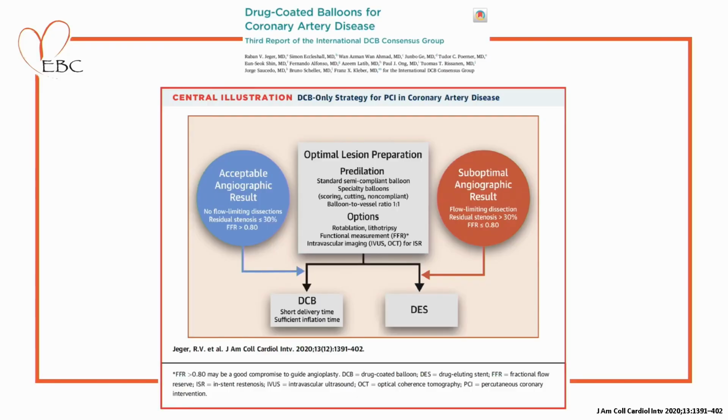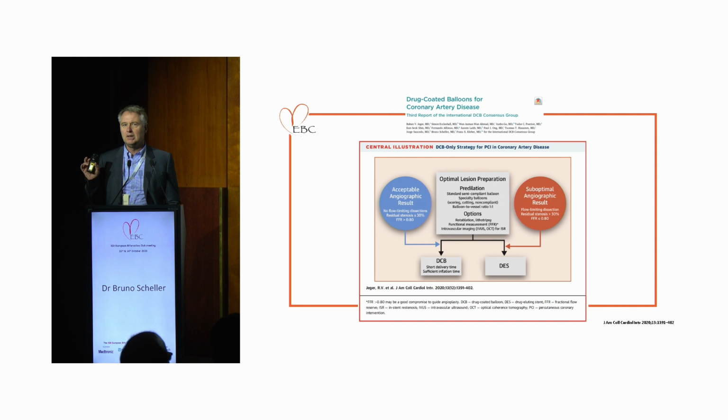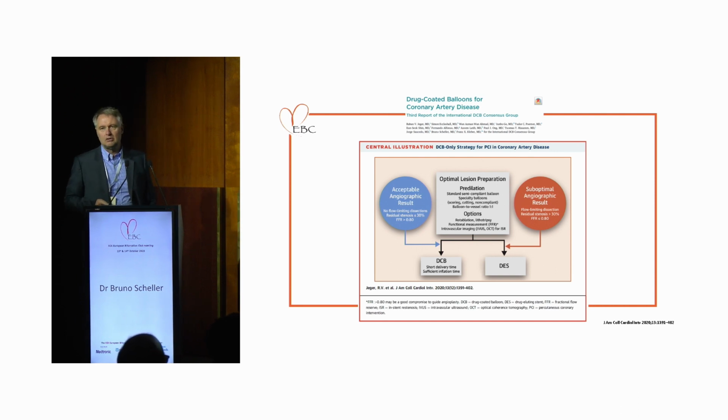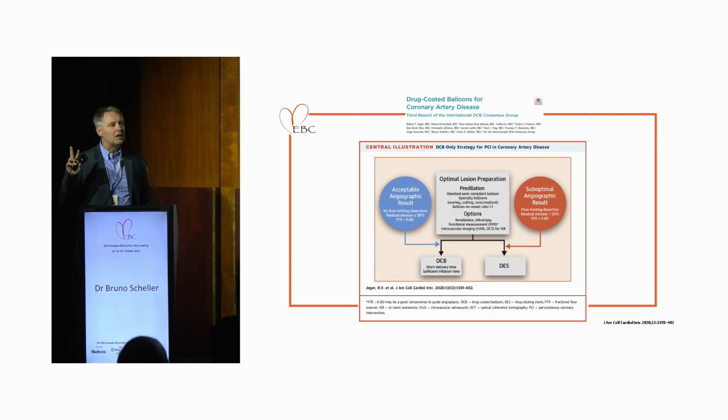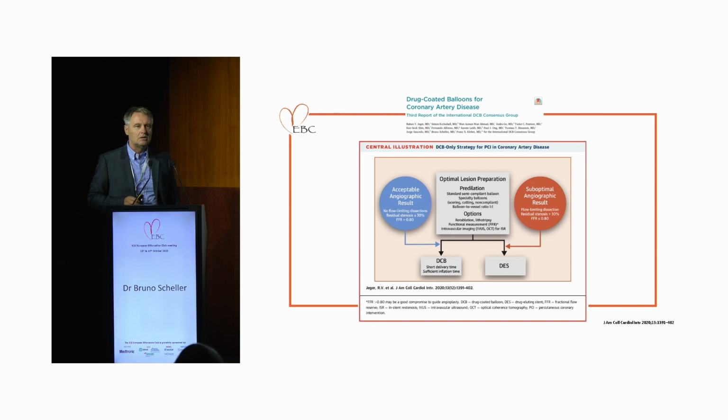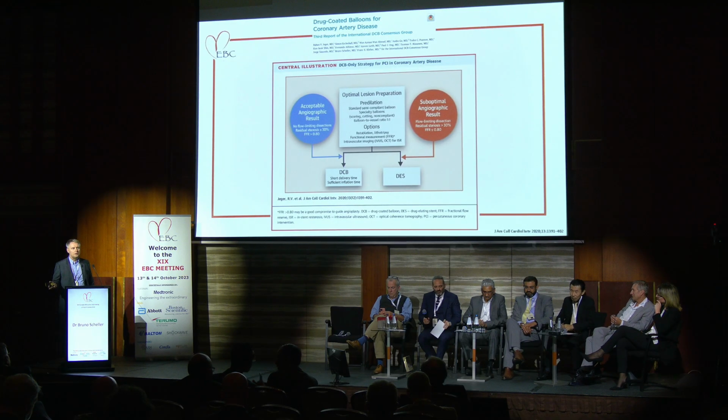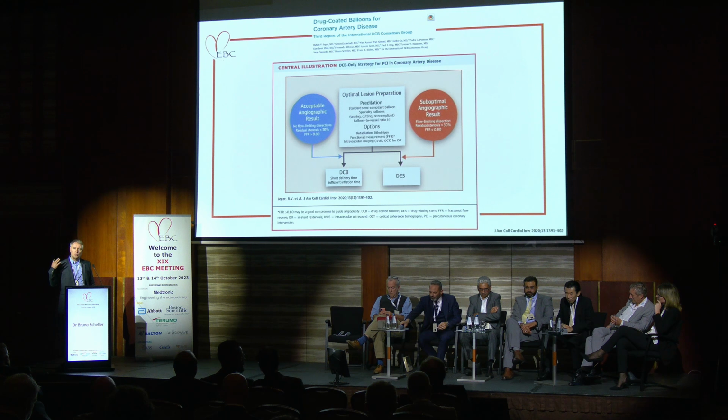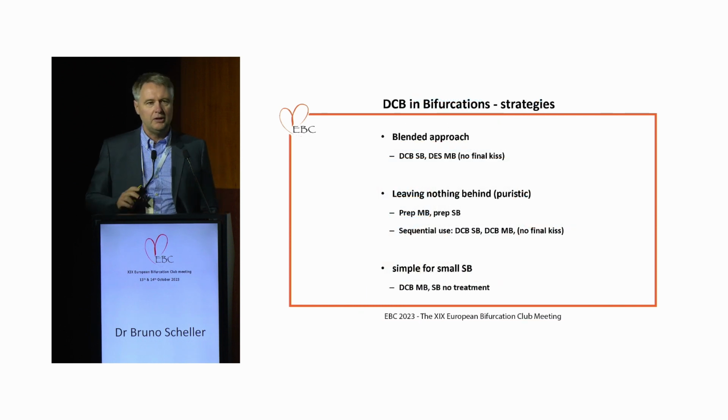From the point of a DCB protagonist, we have proposed this algorithm which is called DCB only. Focus is lesion preparation, and the goal of your lesion preparation is to achieve an acceptable result, not a stent-like result. Acceptable means the absence of a flow-limiting dissection. This means type A and B are fine, and maybe some type C dissections. And we proposed a maximum diameter stenosis of 30% you should achieve. That's the goal. If you do not achieve this, then the recommendation is to use a metallic drug-eluting stent. If you achieve this, you do not have to implant a stent and can use the DCB for local drug delivery. And this basic principle could also apply to bifurcations.